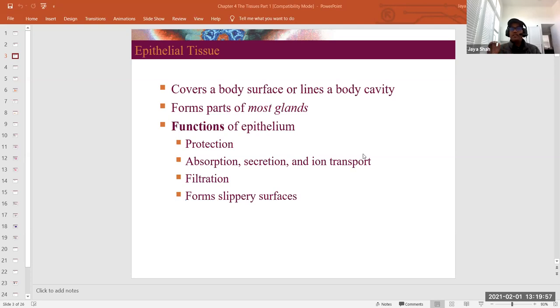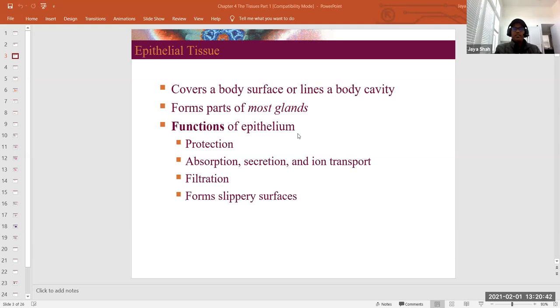It forms parts of most glands. In your body, we have two kinds of gland, exocrine gland and endocrine gland. Exocrine glands are the glands with ducts, and endocrine glands are the glands without ducts. And all these glands, it doesn't matter whether they are endocrine or exocrine, they all develop from epithelial tissue. Glands do not develop from other tissues. Sometimes neuroendocrine glands may develop from neurons. Otherwise, all glands develop from epithelial tissue.